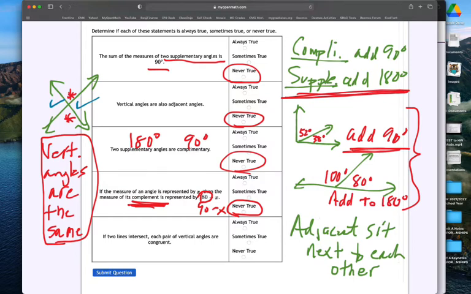And if two lines intersect each other, each pair of vertical angles are congruent. Well, that's basically what we have right here. We have those two green lines intersecting each other, or crossing each other. And the two red asterisks with those angles are vertical, and they're the same. They're congruent, and same thing with the two blue check marks. So this one happens to be always true. So in situations like this, you have to think about all of the different possibilities that could happen with questions like these.